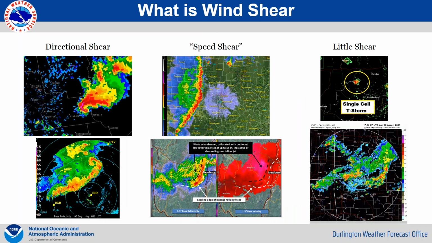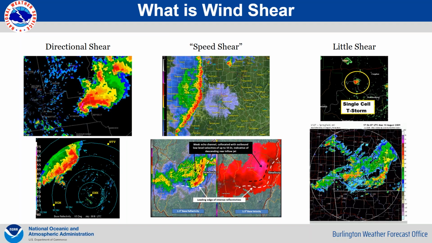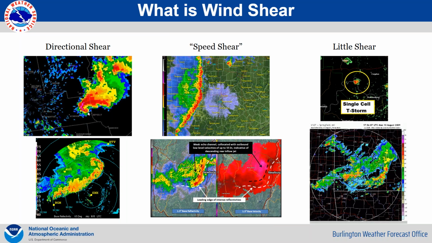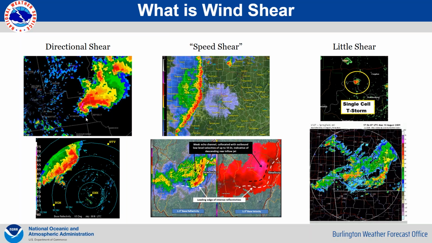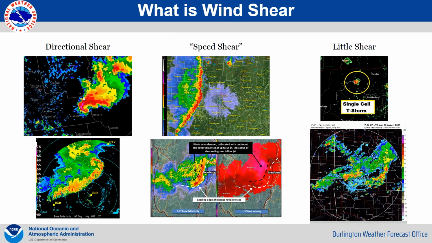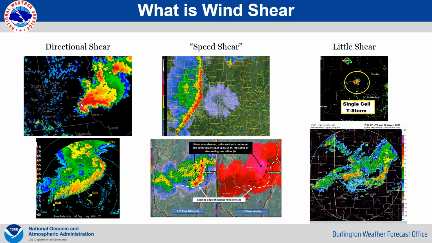So this is what each of these looks like on radar. In cases of directional shear, you will see features like the supercell and its classic hook echo. This is a product of the turning of the thunderstorm, where you have the rain shaft and the evaporatively cooled air coming down on the back side of the cell.